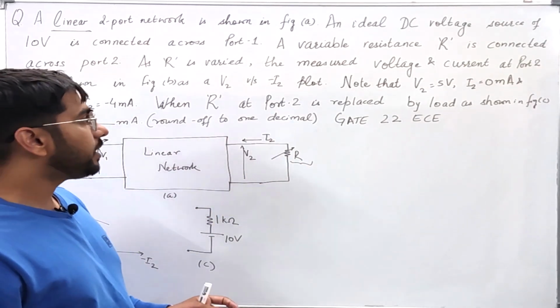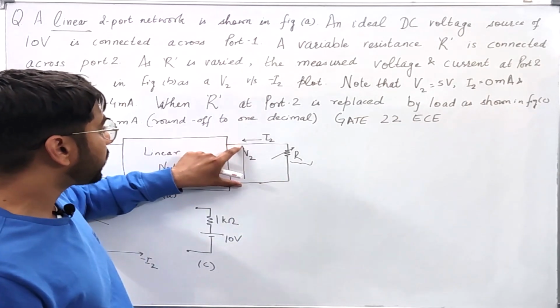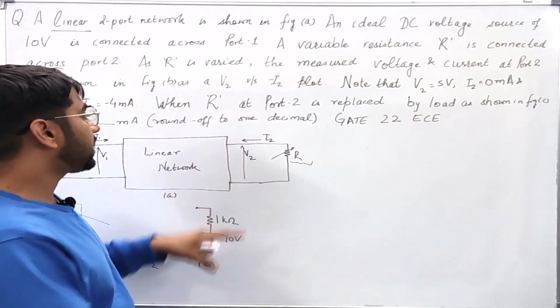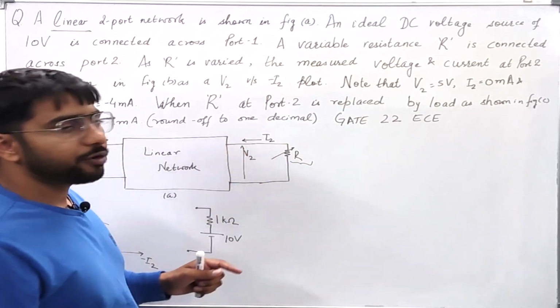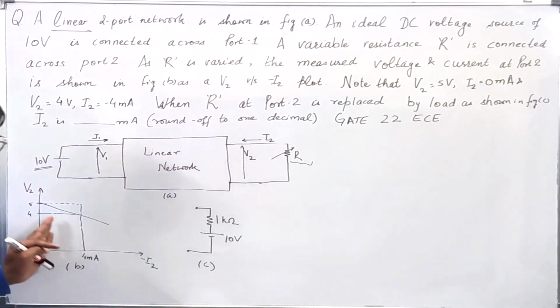Now what are we given? We are given that the voltage across this resistor and the current at this port 2 have been measured and they are plotted like this.